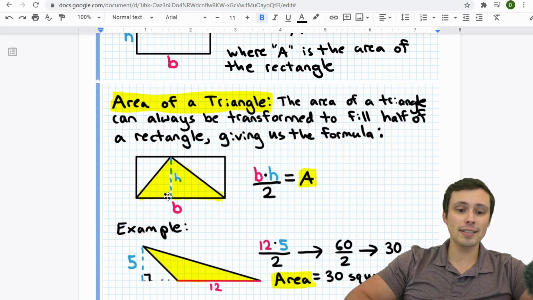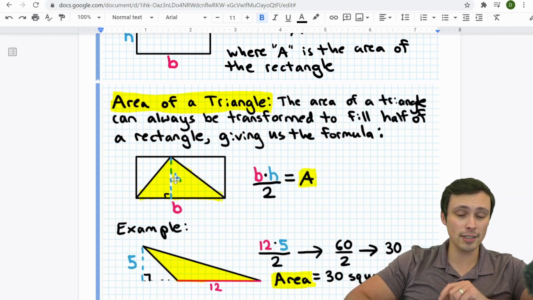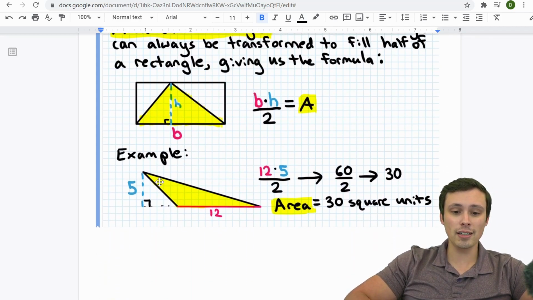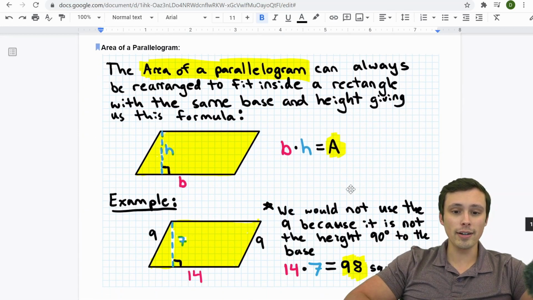The height is the 90-degree measurement to the base that measures the distance up to the opposite corner, the opposite vertex. So make sure you're not always using a side length for the height. That's one of the most common mistakes. On a triangle like this, a lot of people struggle. The base could be any side, but you make sure you have a measurement that's measuring at a 90-degree angle to that base up to the opposite corner. And notice it's not going to be a side length of the triangle here. This would be 12 times 5 divided by 2. Here's that example.